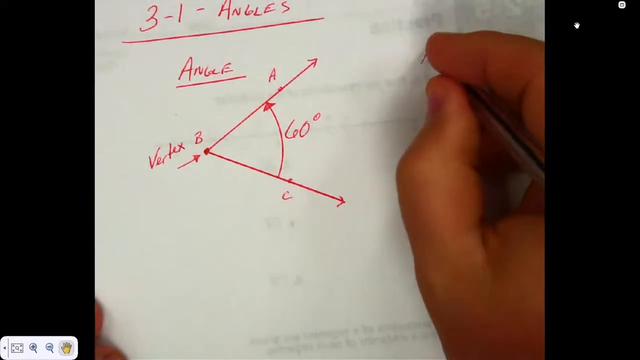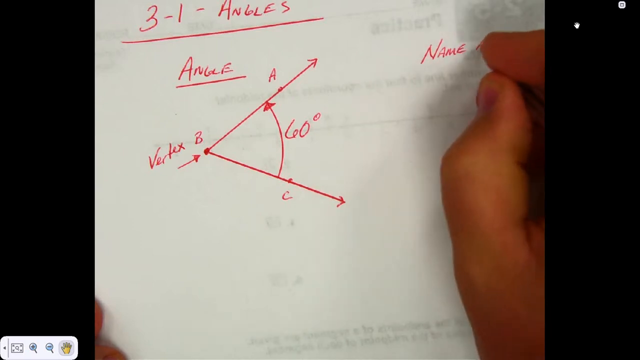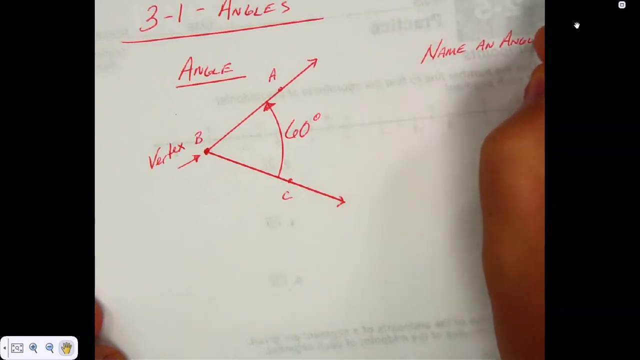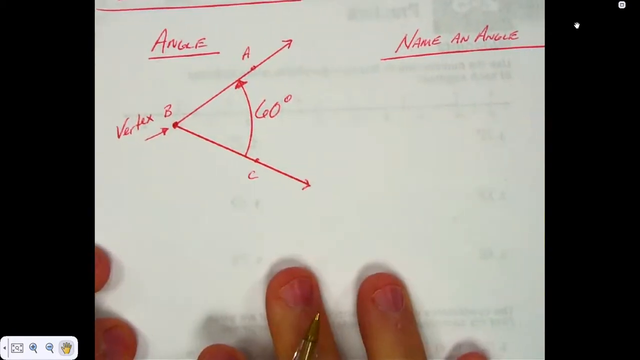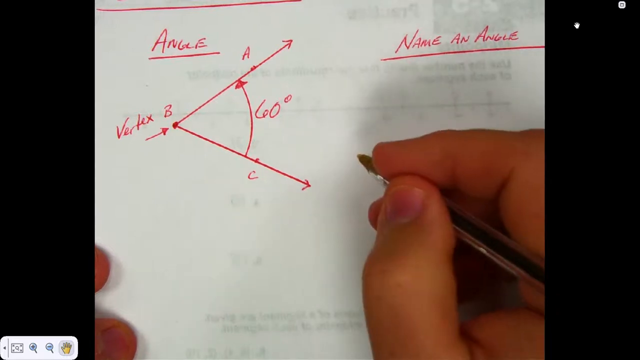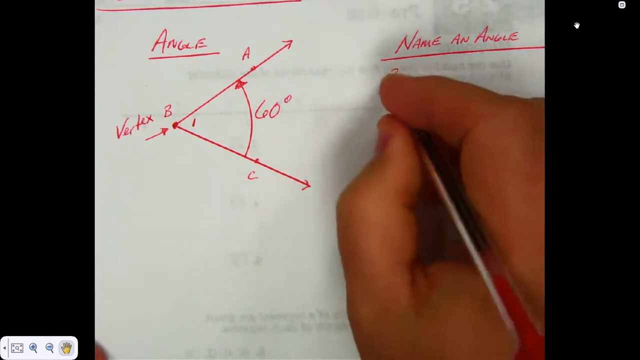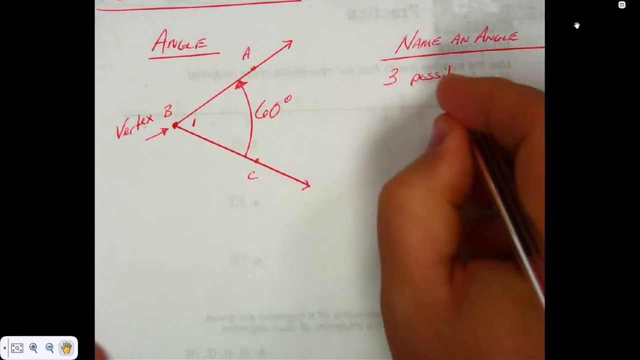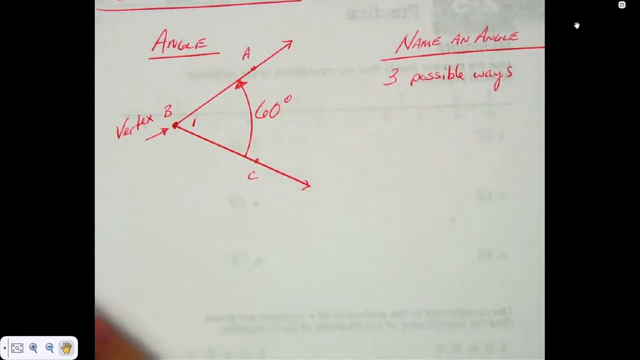One of the most important things that you will learn is how we name an angle. This is another one of those things that will seem like a different language. For instance, this angle, I'm going to put a little 1 right here, okay? It could be named 3 possible ways. And not all angles can be named 3 possible ways.